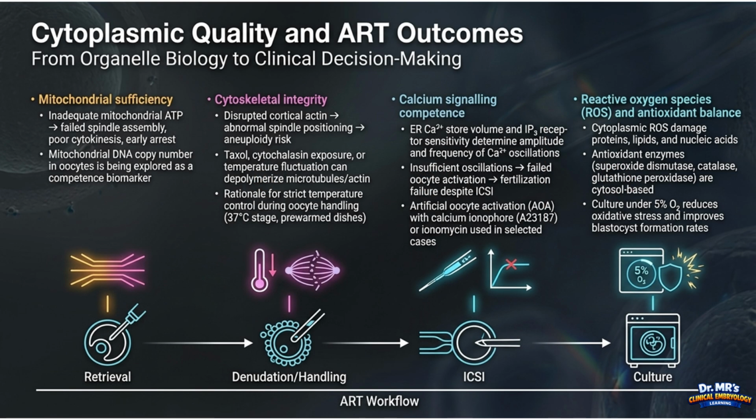Every step of the in vitro fertilization process, from follicular stimulation to retrieval, denudation, intracytoplasmic sperm injection, embryo culture, and cryopreservation, interacts with the cytoplasm. Understanding the specific mechanisms through which cytoplasmic quality influences outcomes allows us to design protocols that protect rather than compromise the cytoplasmic integrity on which developmental success depends.